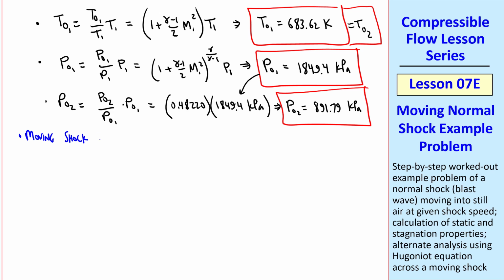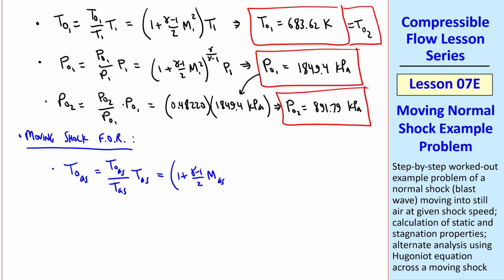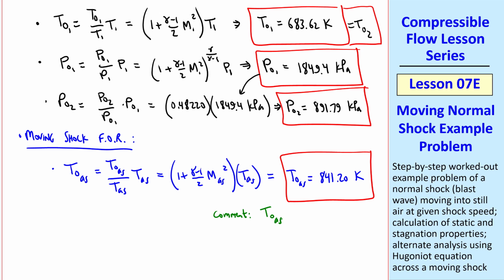What about the moving shock frame of reference? Well, T0 after the shock is T0 after the shock divided by T after the shock times T after the shock. Again, we use the same equation that we used here, namely 1 plus gamma minus 1 over 2 M squared, since we're dealing with the Mach number after the shock. And when we plug in the numbers, we get T0 AS is 841.20 K. And I comment that T0 AS is greater than T0 2, which is up here.